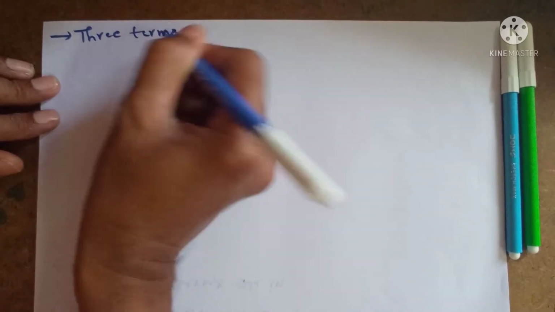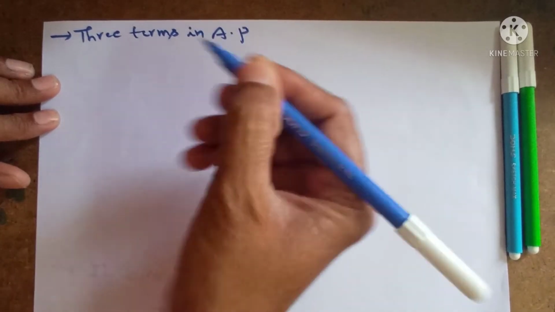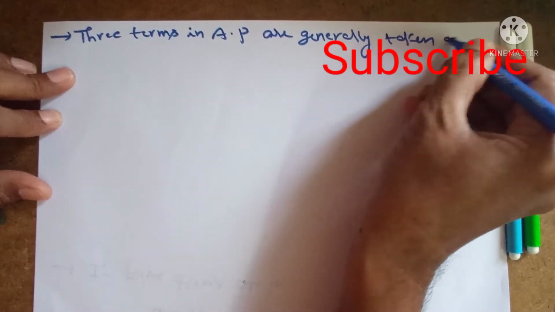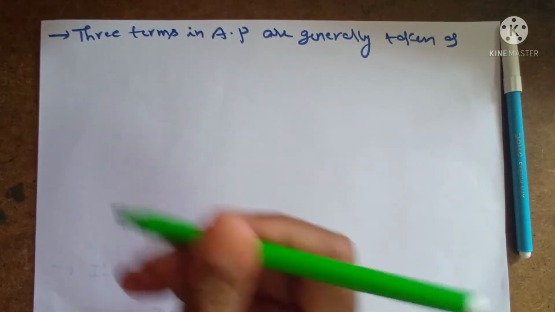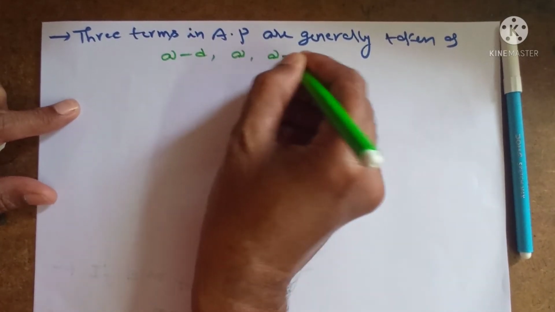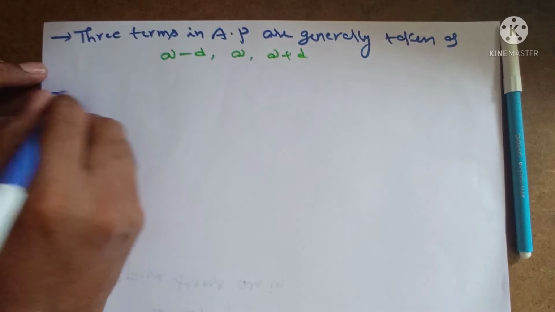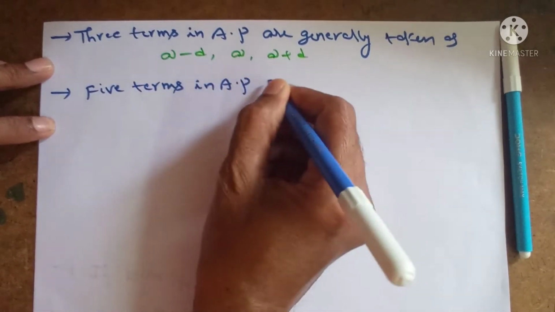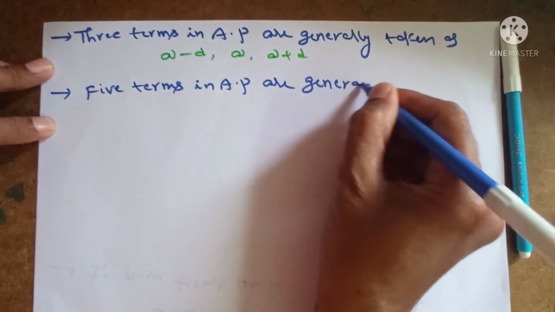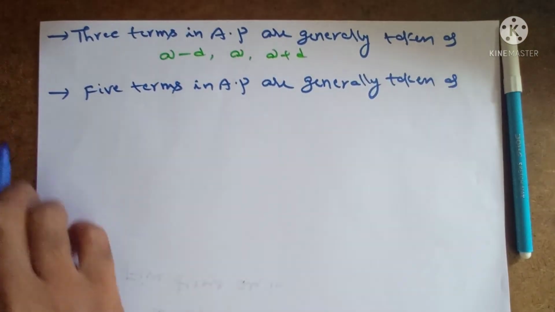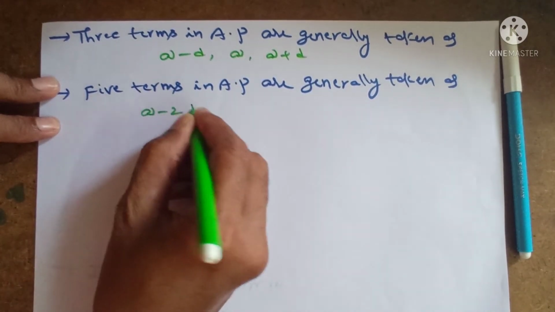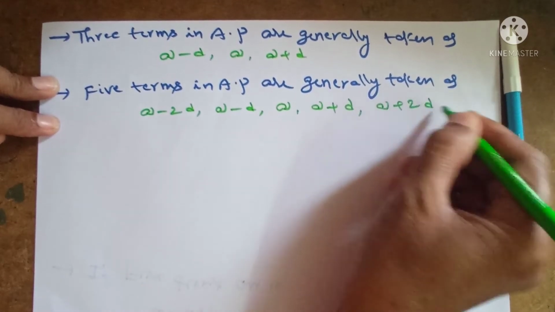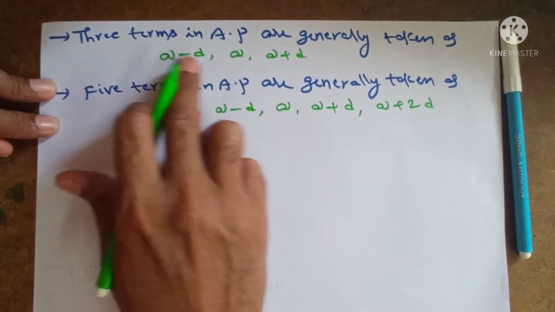Three terms in AP are generally taken as A minus D, A, A plus D. Suppose 5 terms in AP are generally taken as A minus 2D, A minus D, A, A plus D, A plus 2D. 1, 2, 3, 4, 5 terms. This is 3 terms means A minus D, A, A plus D.